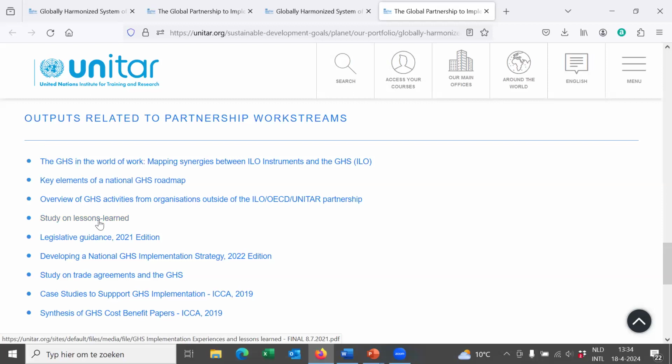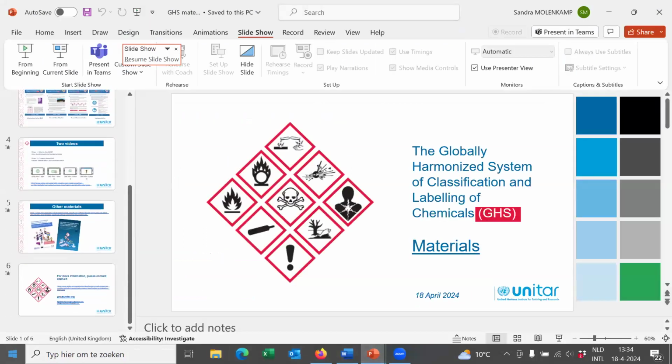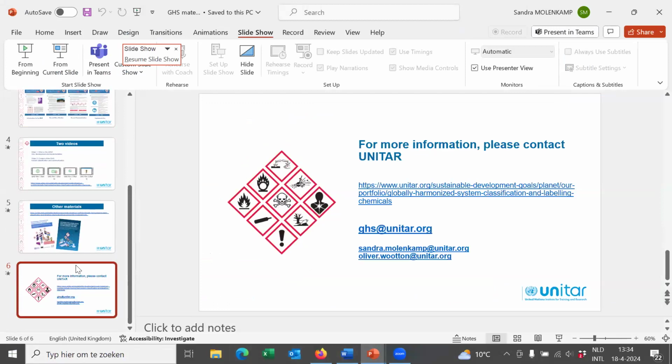So there are 2 websites where you can find all the information. I invite you to look at them later on. I will share the links in the chat function, so you can copy them and find everything back. And in case you have questions, you can always contact us. We have a general email address, ghs@unitar.org, or you can directly write to me or to my colleague Oliver Wooten as well. So I think that's it.